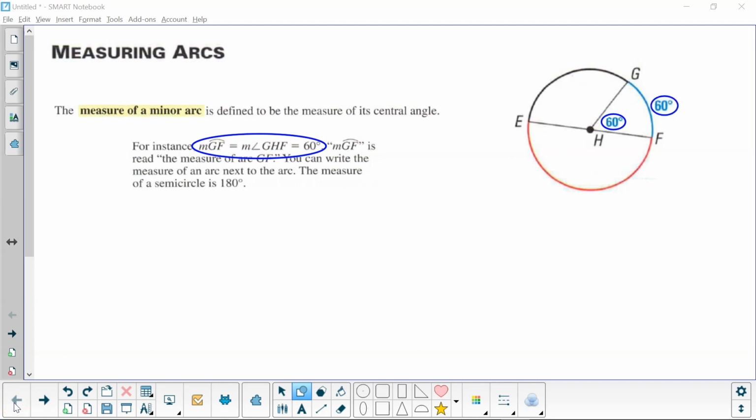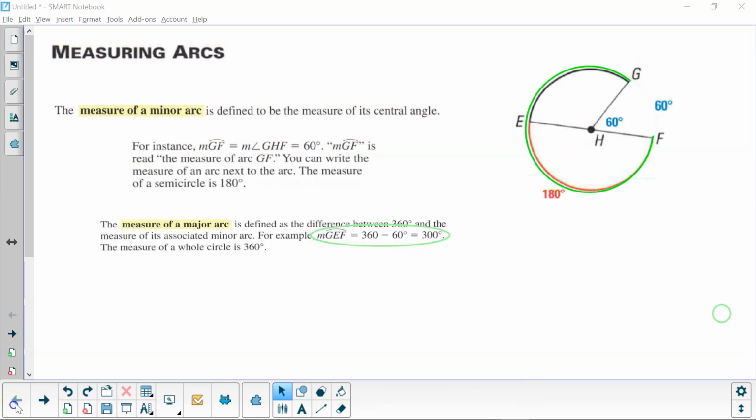There's one more thing we should look at, and it's highlighted in red. Let's always remind ourselves that a semicircle will always be 180 degrees. This is very important in solving for missing angles and arcs. Here, the major arc GEF would be 360 degrees, which is a full circle, minus the 60 degree minor arc, leaving over 300 degrees for major arc GEF.